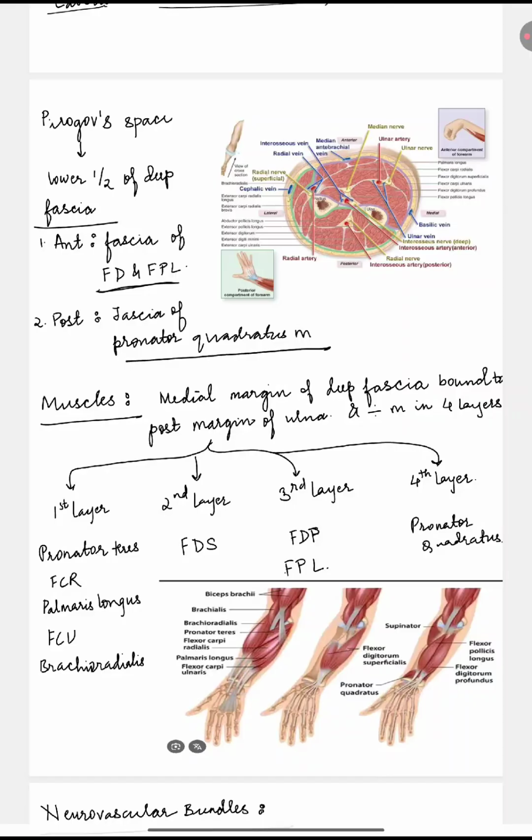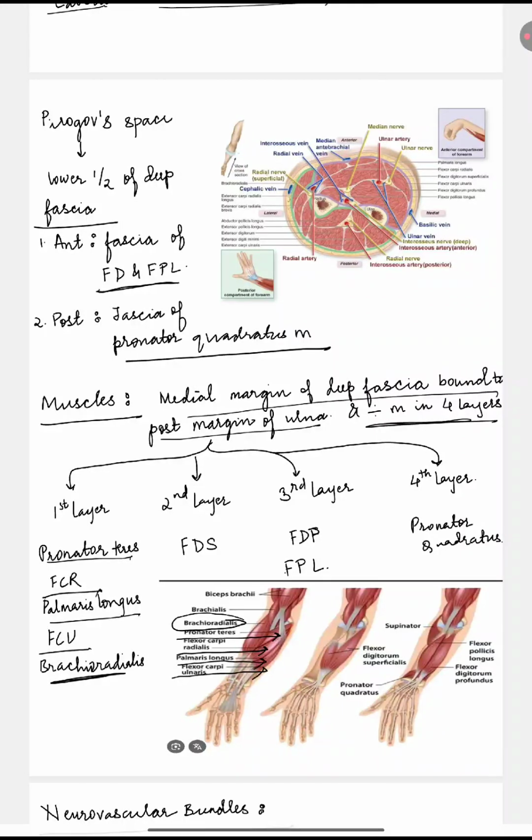The medial margin of the deep fascia is bound to the posterior margin of the ulna, and divides the muscles into four layers. Now the first layer is where pronator teres, flexor carpi radialis, palmaris longus, flexor carpi ulnaris and brachioradialis are present. We can see here. First is pronator teres muscle. Second is flexor carpi radialis muscle. Next is palmaris longus muscle. Next is flexor carpi ulnaris muscle. And up it is brachioradialis. You can remember it. See, it is very easy.